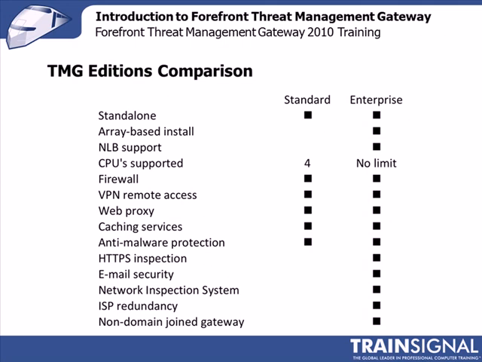On the Enterprise side, you can install a server into an array, and you'll also have Network Load Balancing support for high availability. So you can have 2 TMG servers acting as one, and if one fails, the other one will pick up the load, and also load balance between the two. We also support an unlimited number of CPUs in the Enterprise version. So if you have an 8 or higher CPU count, you can install Threat Management Gateway and take advantage of those computing resources. In the Enterprise Edition, you also add the ability to have HTTPS inspection, email security features, the Network Inspection System, ISP redundancy, and what's called a non-domain joined gateway. In other words, you can have a Threat Management Gateway system that's not a part of your overall domain.